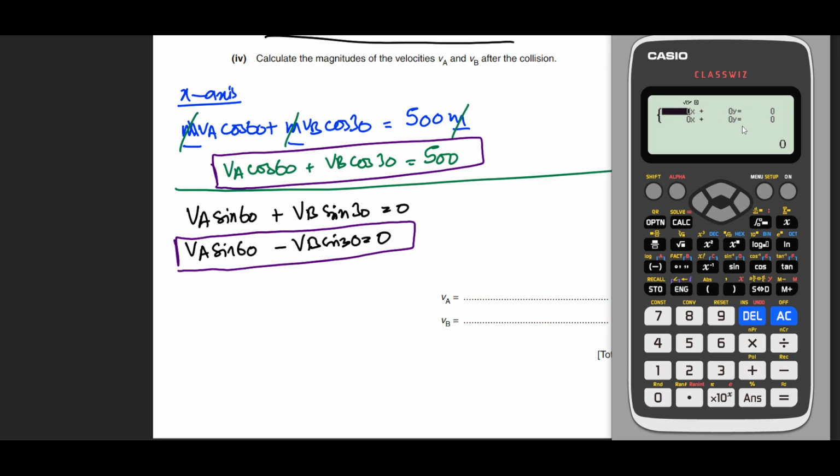It gives me an equation that looks like this. I'm going to straight away put in the values as they're represented on this screen. So VA will be my x and VB will be my y. So cos 60, so I'm going to write down cos of 60, bracket close, press equals to. It will calculate this cos 60 for you and put in the value. Then we have cos 30. So this would be cos of 30, bracket close, press equals to. And on the other hand side, we know that it is equal to 500.